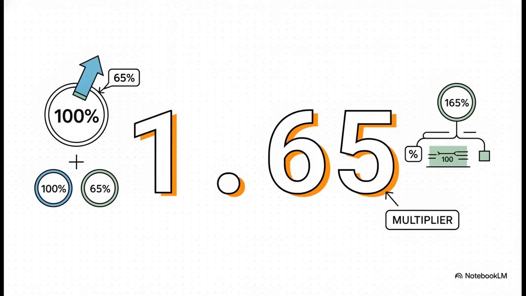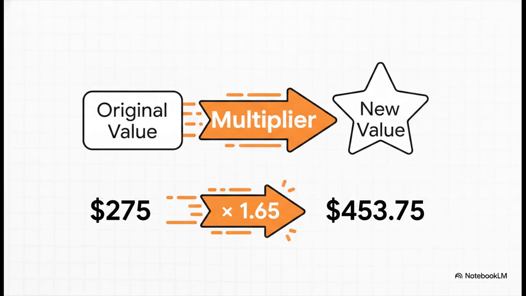100% plus 65% is 165%, right? Move the decimal and you get 1.65. And just like that, you've got your single multiplier. Let's see how this builds a much faster equation. The formula just becomes original value times the multiplier equals the new value.